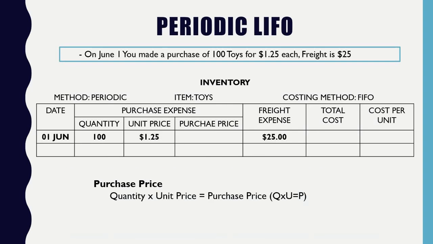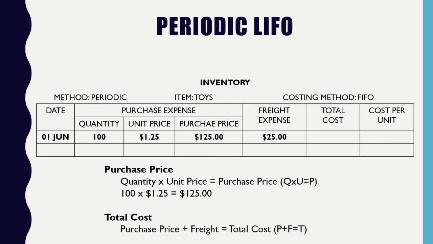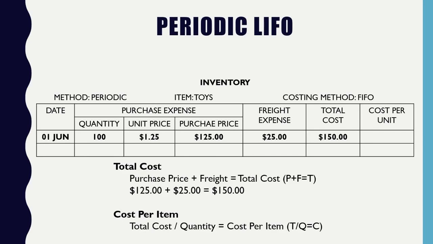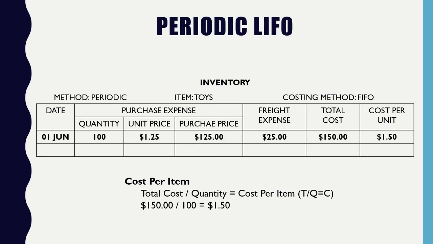Then we plug it back into our inventory worksheet, where we solve for the purchase price: 100 times $1.25 gives you 125. Then we solve for the total cost, where we add the purchase price to freight: 125 plus 25 gives us a total of 150. And here's the most crucial part, the cost per item: your total cost of 150 divided by your quantity of 100 gives you $1.50.